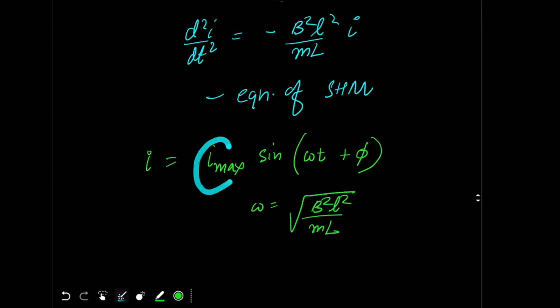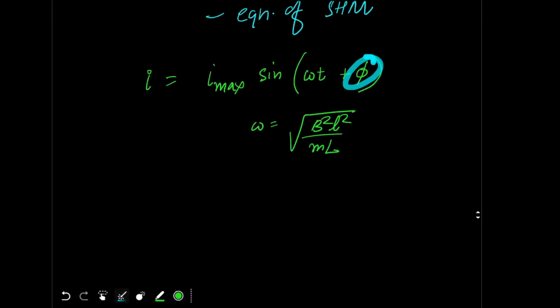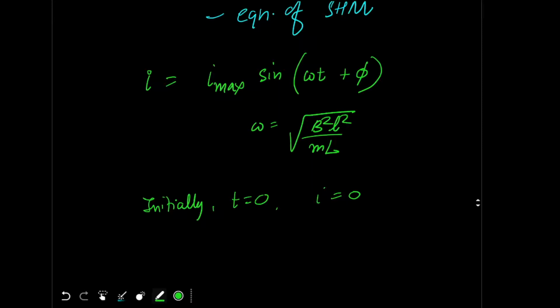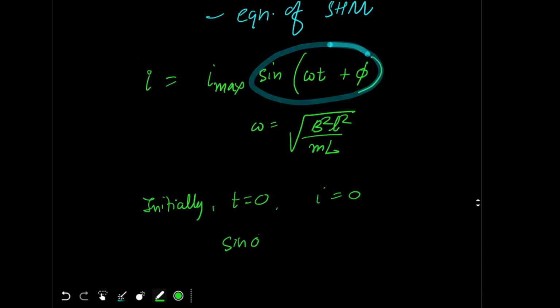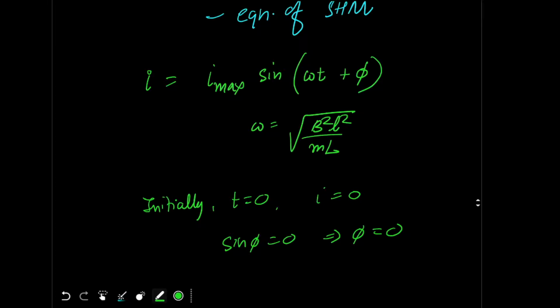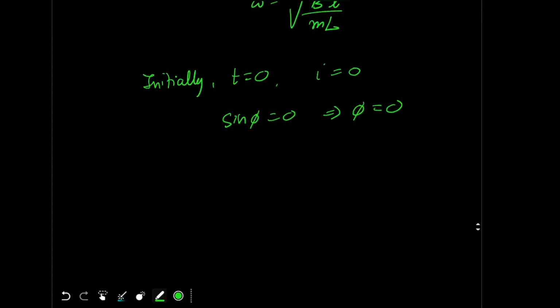Now I will find I max later on, but I can find out the phase constant phi over here. Initially, that is at t equal to 0, I is 0, there is no current in the circuit, so sine phi equal to 0, right? Sine phi equal to 0, that means phi equal to 0. That's it. So I have my equation, I equals I max sine omega t.